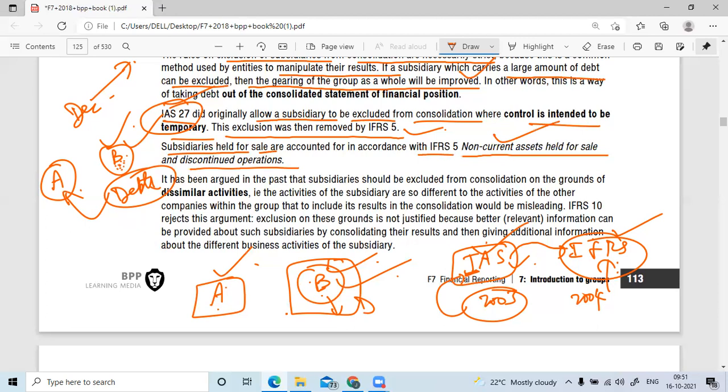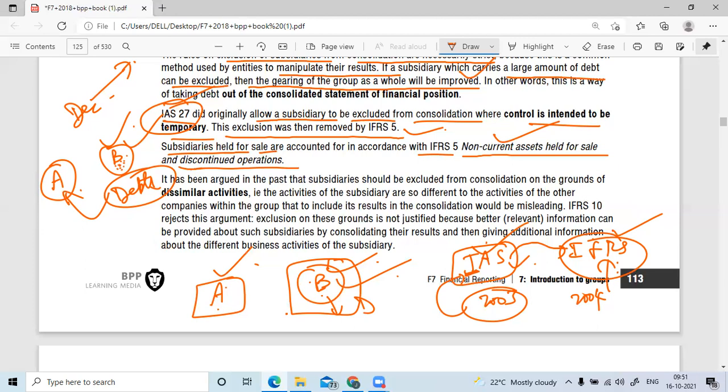The rules clearly say, if you want to sell that subsidiary, you can sell, but first you show it in this category. What category? Non-current assets held for sale and discontinued operations. That way the shareholders would have an idea that this subsidiary is going to be sold by the parent. When they get an idea, there's clear transparency.